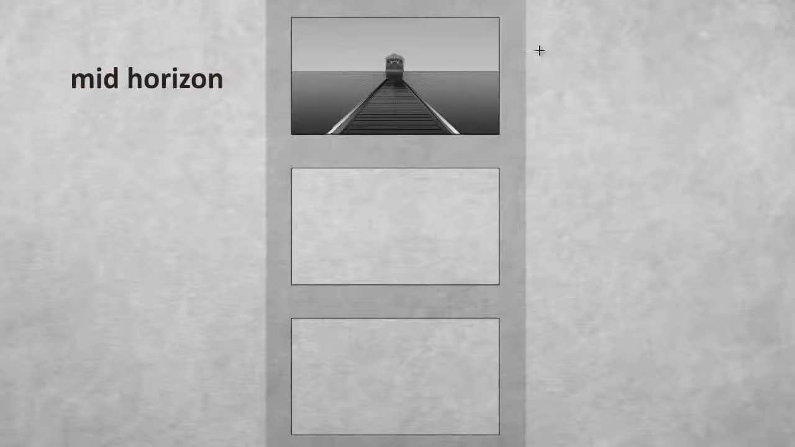So to begin with, I'm going to start with a mid-horizon. This is when the horizon is right in the middle of the page, or close to the middle. It doesn't have to be 100% in the middle of the page. And this is an image, obviously, of a train and some train tracks. The reason I chose that is because these tracks are pointing to the vanishing point. So perspective plays a big role in anything with horizons. You've got to think about the perspective. So this is a middle horizon.